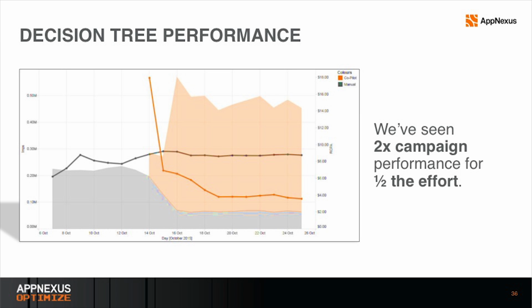Here's what we've seen in terms of performance on these new trees. And I love this graph because it speaks to a great success and a new emerging problem. The CPA cost, this orange line, for a CoPilot-driven campaign versus a manual campaign is outstanding. It costs us a lot less to get conversions using this strategy. The shaded area is how many impressions we served.